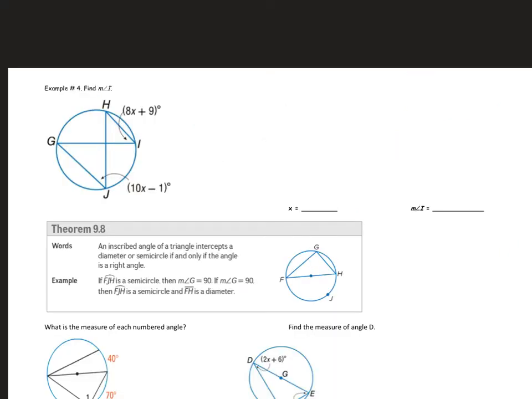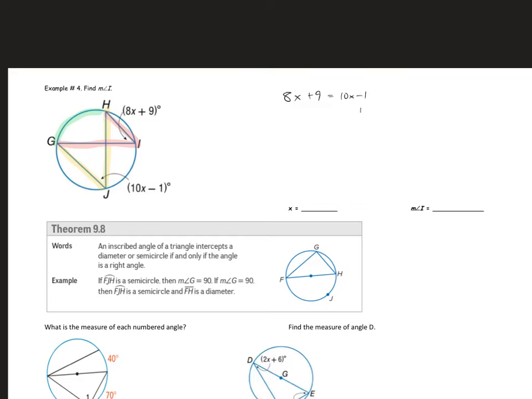Carrying on to example number 4, I'm looking at arc GH right here, and I see that the angle that is swooped out, I have angle GJH, and I also have over here angle HIG swooping out that same arc. So therefore, I know that these angles are congruent. So I'm just going to write an equation. I'm going to say that 8x plus 9 is equal to 10x minus 1.